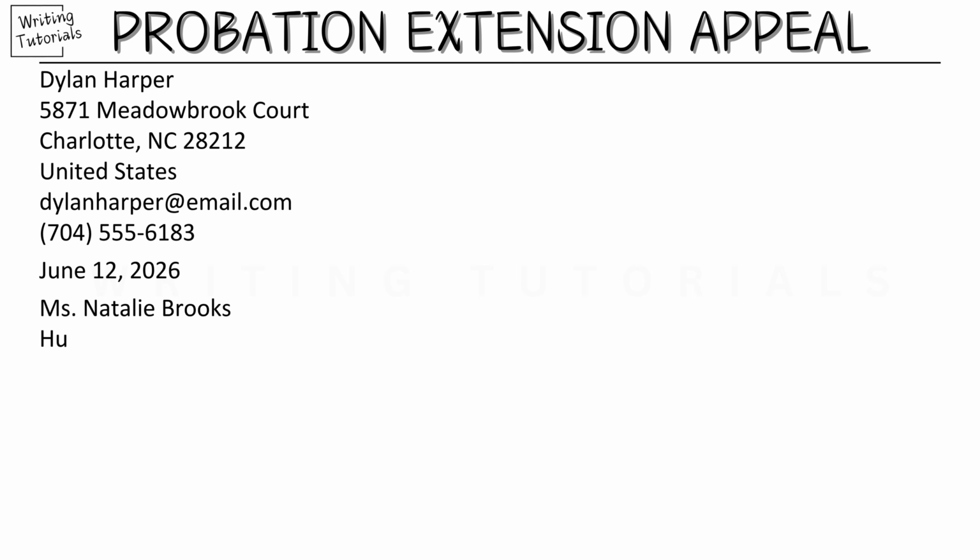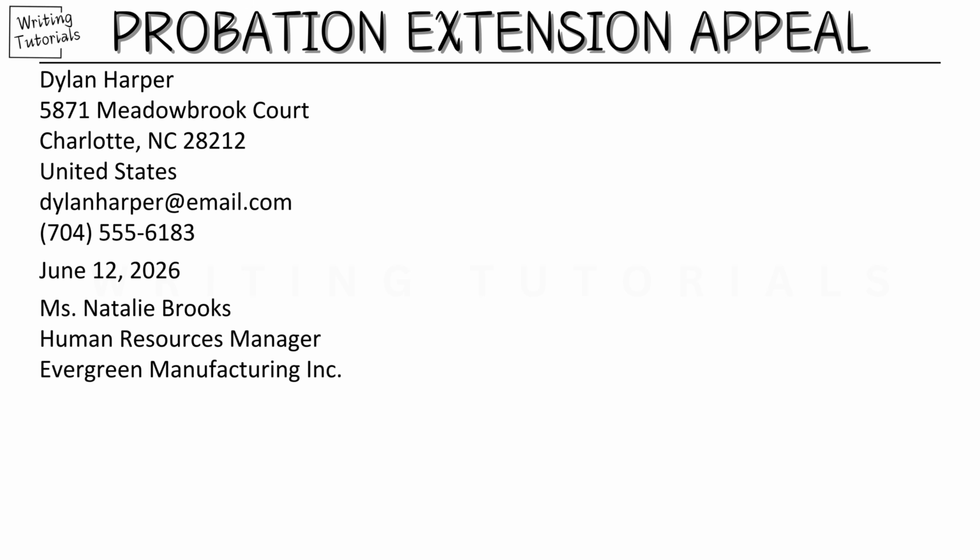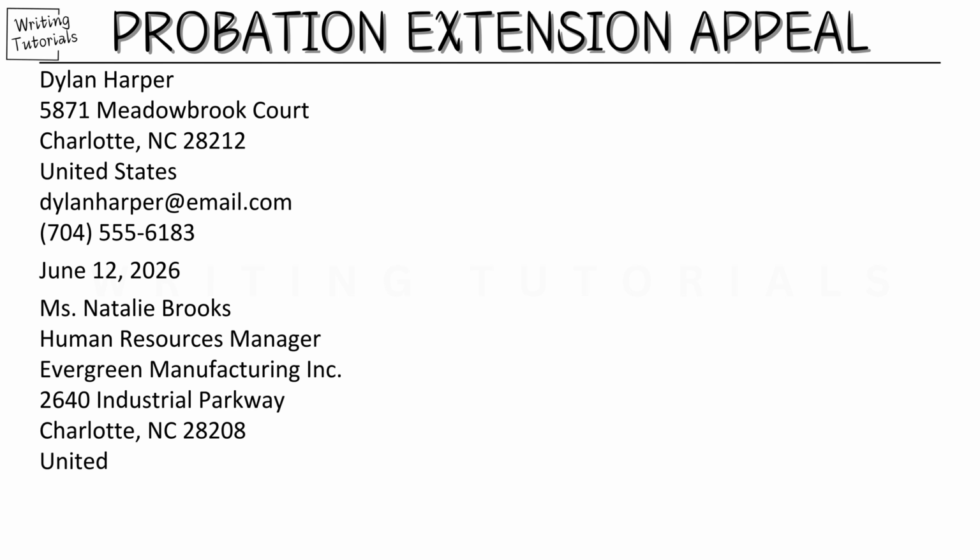Recipient information. Next, we have the recipient's information, including the Human Resources Manager's name, title, company name, and address. This section ensures that the appeal is directed to the appropriate decision-maker or department responsible for handling employment matters. Proper recipient information helps maintain professionalism and organization.